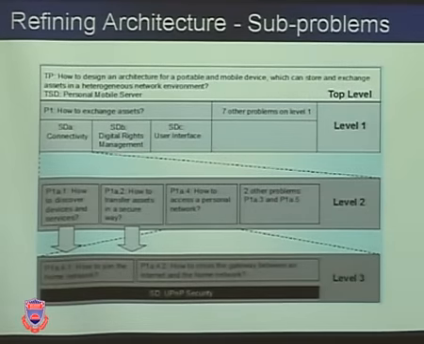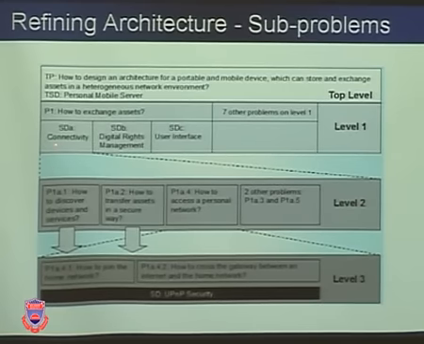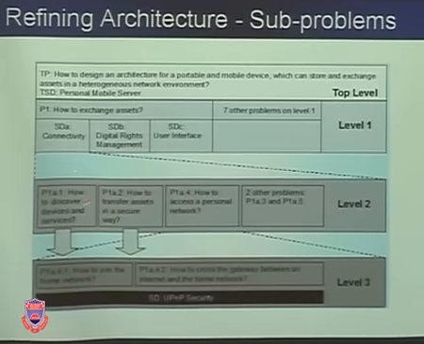This is the overall view of the problems, the relation between the technical problems and the solution domains. At the top level we have how to design an architecture for a portable and mobile device which can store and exchange assets in a heterogeneous network environment. Solution domain, that's the top level domain, personal mobile server, and we identified 8 or 9 technical problems. Each problem had a set of related solution domains.